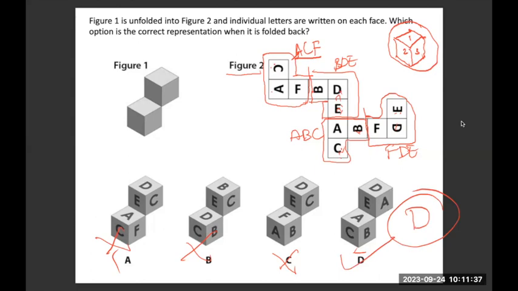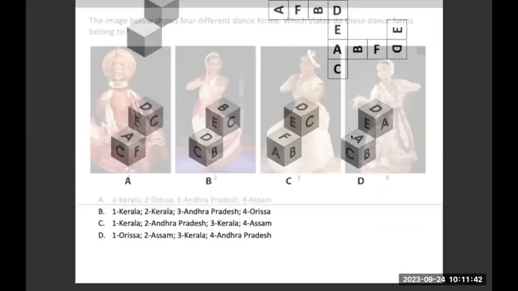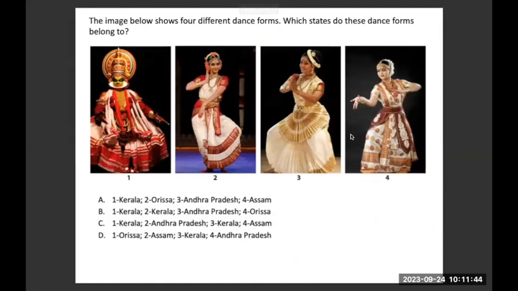Okay, we'll move to the next one. Here, you're given dance forms. 4 different dance forms are given here. What you are supposed to guess is which states these dance forms belong to. Only one answer is correct in this case. You have to guess the state where this belongs to of the given options.